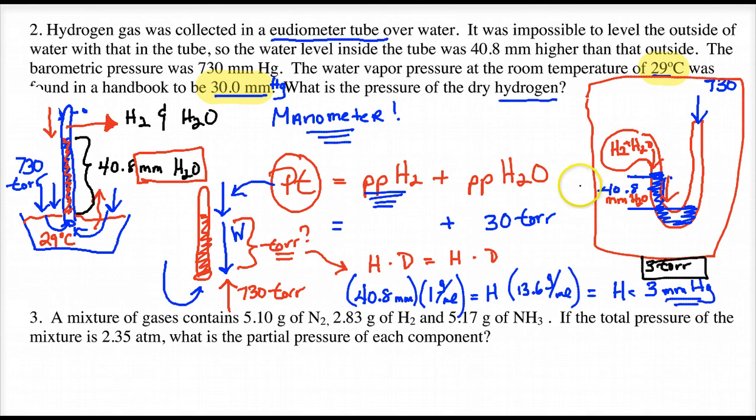So this equals 3 millimeters of mercury. So the gases here are losing to the atmospheric pressure by 3 torr. This is 730 torr. So the pressure in here must be, you've guessed it, 727.